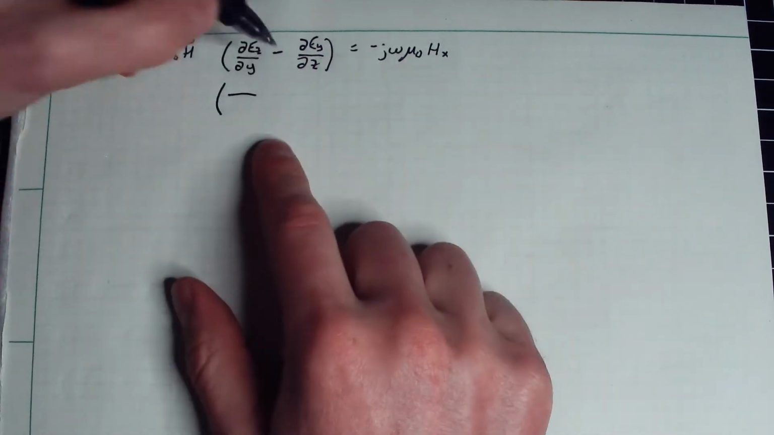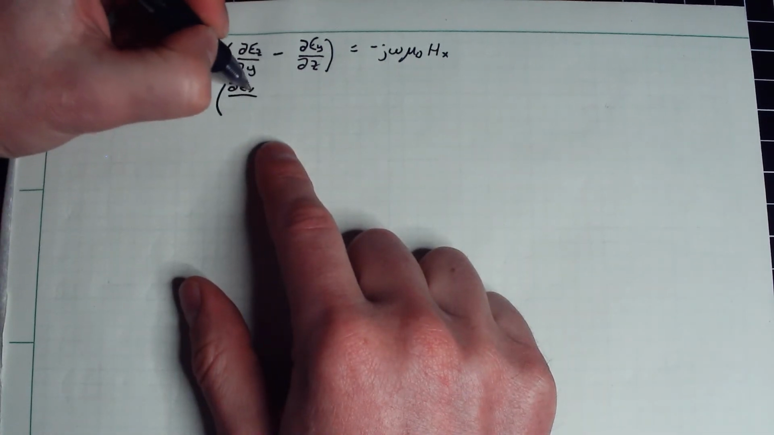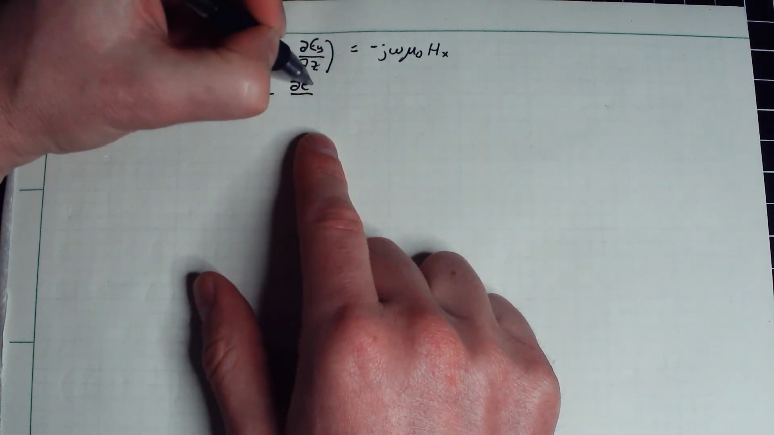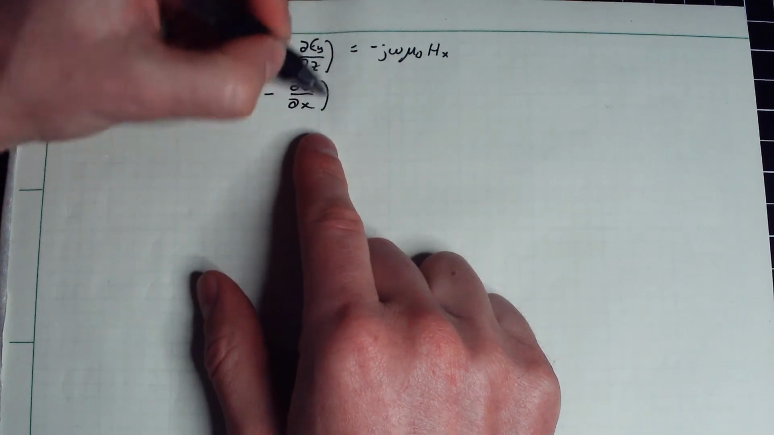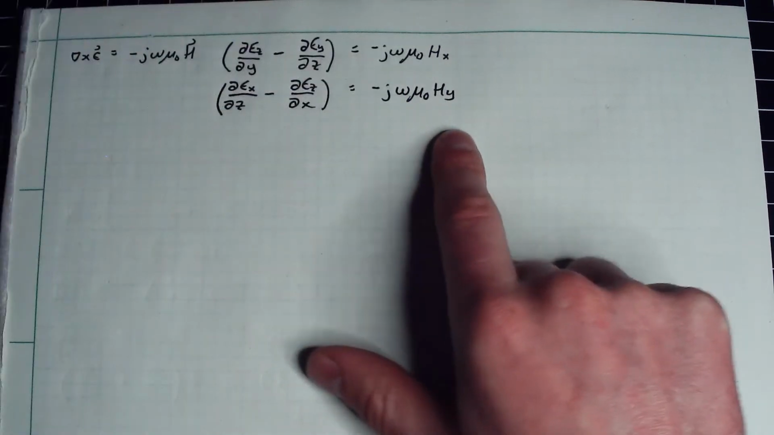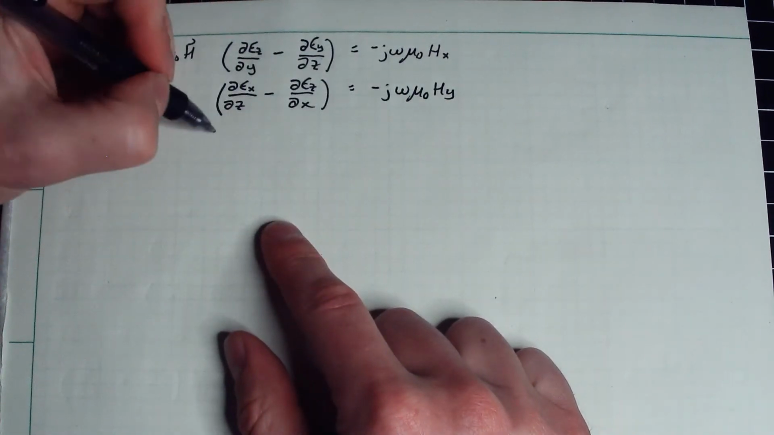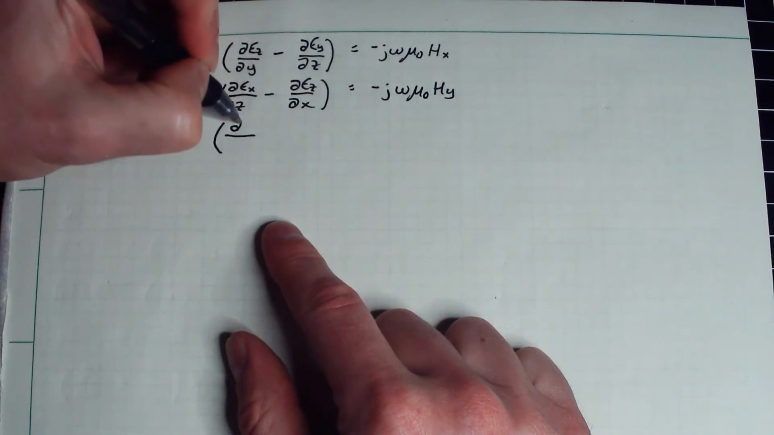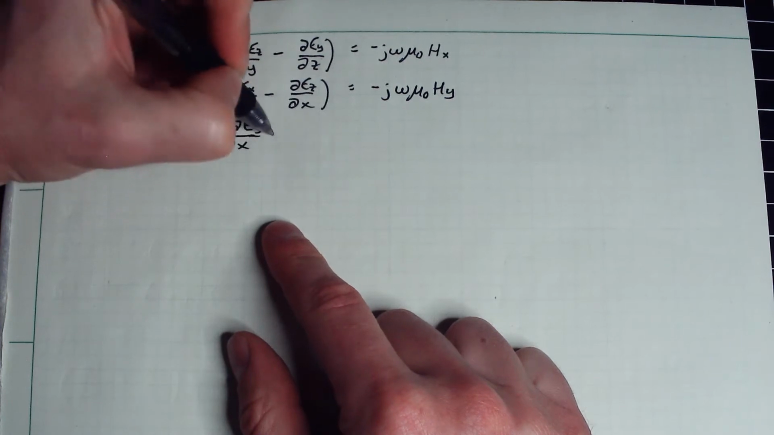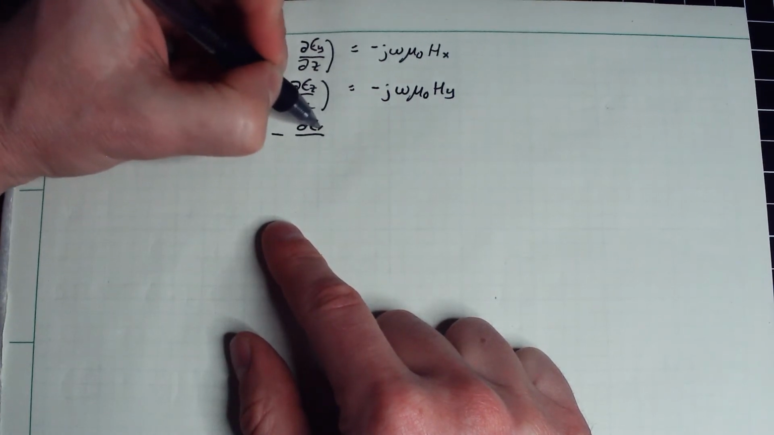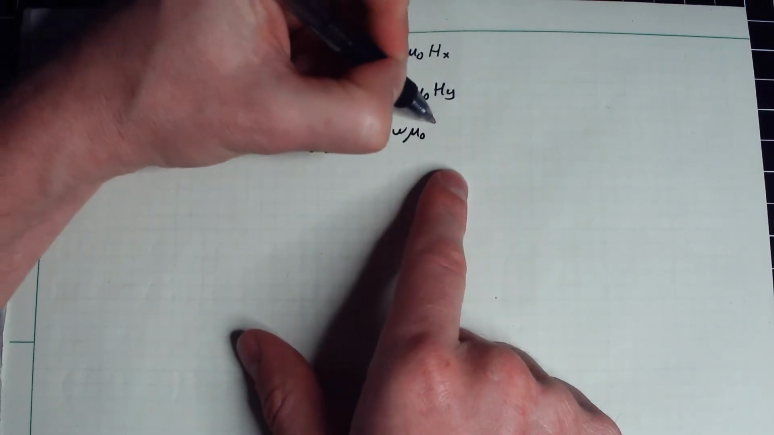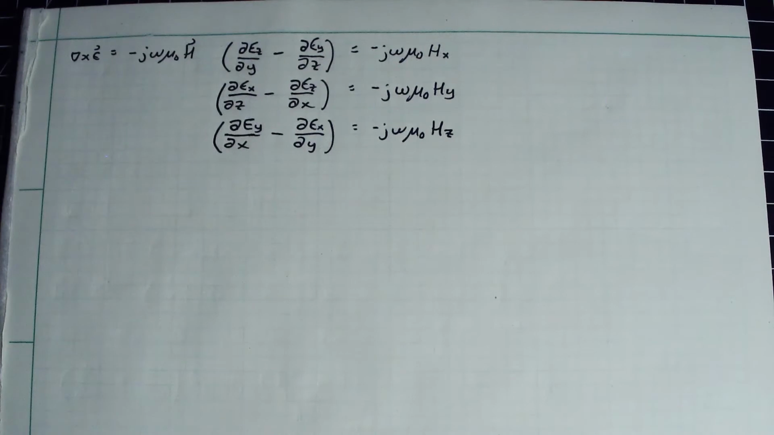Okay, this is going to get a little tedious, so just bear with me. Partial e sub x with respect to z minus partial e sub z with respect to x is equal to minus j omega mu naught h sub y. And then we repeat again for the z. Partial e sub y with respect to x minus partial e sub x with respect to y is equal to negative j omega mu naught h sub z.